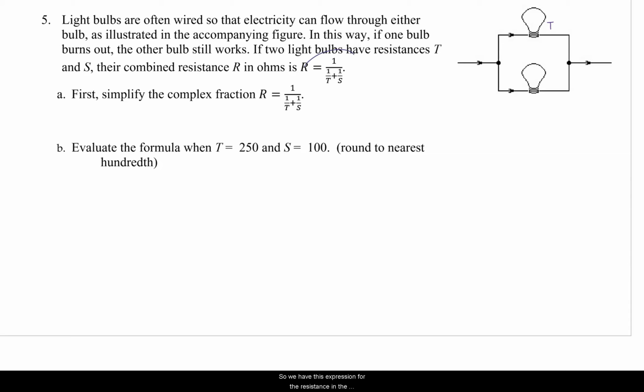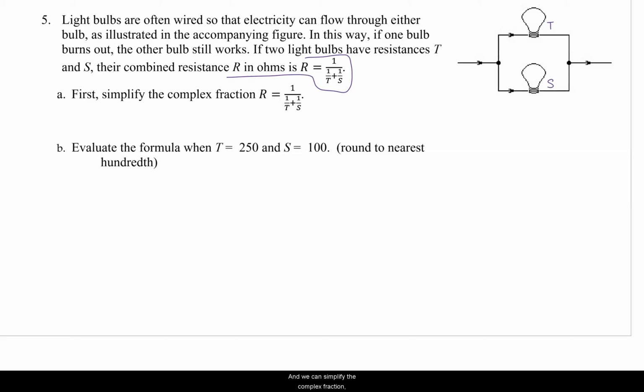So we have this expression for the resistance in the circuit. And if you want to know more about electromagnetism and circuit design, current and voltage and resistance, by all means, seek out those physics classes. First, we want to simplify the complex fraction. So we're given this complex fraction, resistance in ohms: R is 1 over T plus 1 over S. And in my picture, I've just labeled one of the light bulbs as resistance T, and the other light bulb has resistance S.